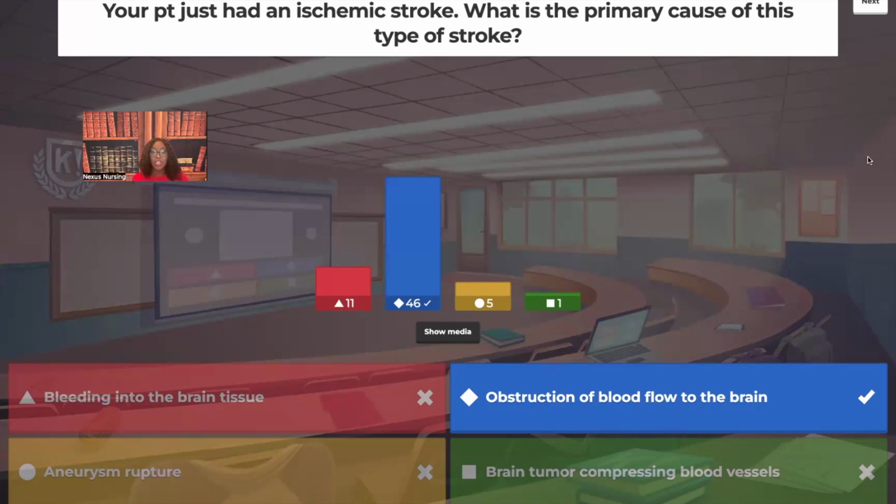Remember, oxygen is being carried in the blood. So guess what? If that blood's not moving, neither is oxygen, and those tissues are going to start to die when they're not being perfused adequately.